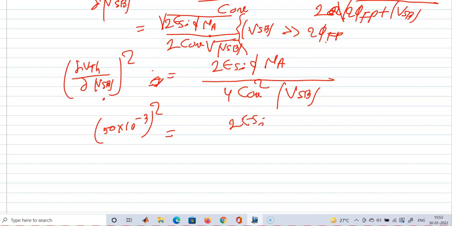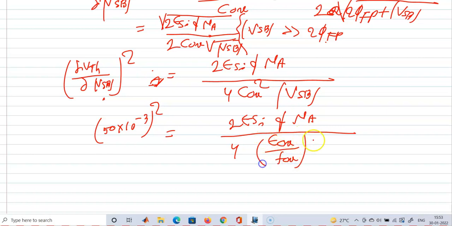epsilon silicon q Na over 4 COX, where COX is epsilon OX upon TOX, squared. So epsilon OX upon TOX squared times VSB.